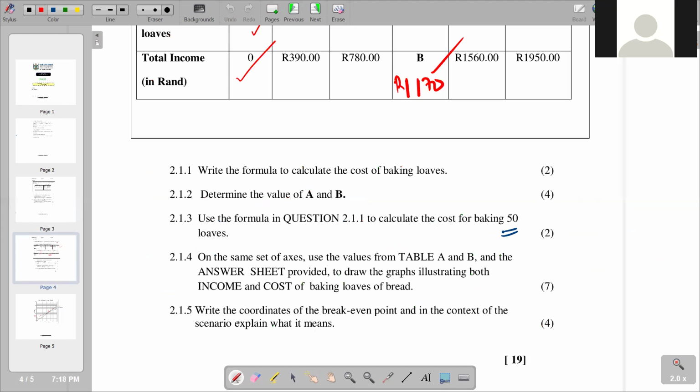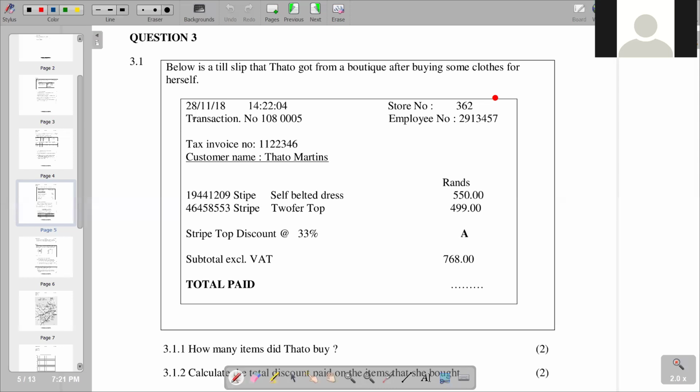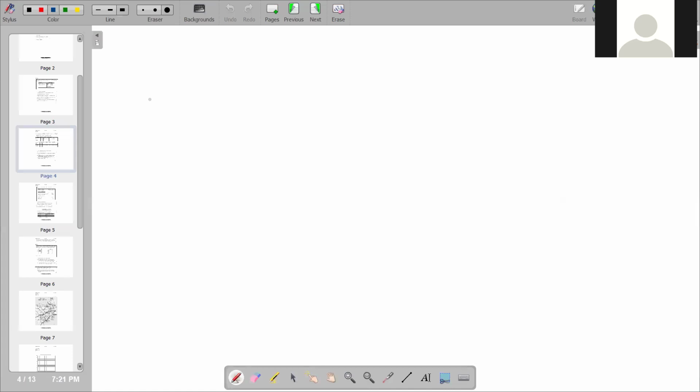And of course, we need to move to the next question, which is our question 3. Question 3 reads, below is a till slip that Tatu got from a boutique after buying some clothes for herself. So we've got the till slip there that we just need to browse through. Then 3.1.1, how many items did Tatu buy? If you go back there, you're going to see that we've got the self-belted dress and also the striped top. That is the second one. So we've got 2 items that we can identify there. So on 3.1.1, we are saying 2 items.